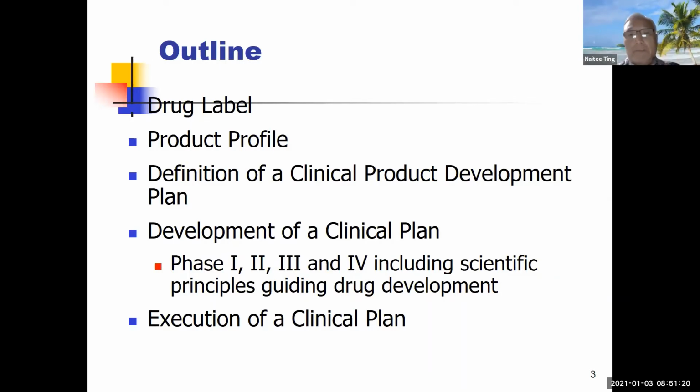So I'm going to talk about CDP today, clinical development plan, and I will have to start from a draft label, and we will look at how this draft label will guide this entire development process. So I talk about drug label, target product profile, TPP, and we're going to talk about clinical development plan, CDP. So how do we develop such a plan? And then we're going to talk about phase 1, phase 2, phase 3, and phase 4, including scientific principles guiding drug development. And then how do we execute such a plan?